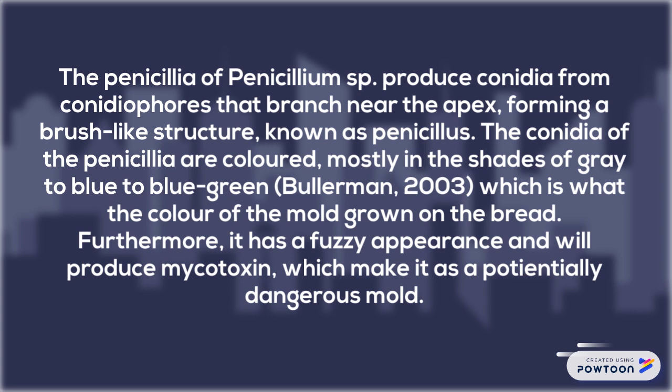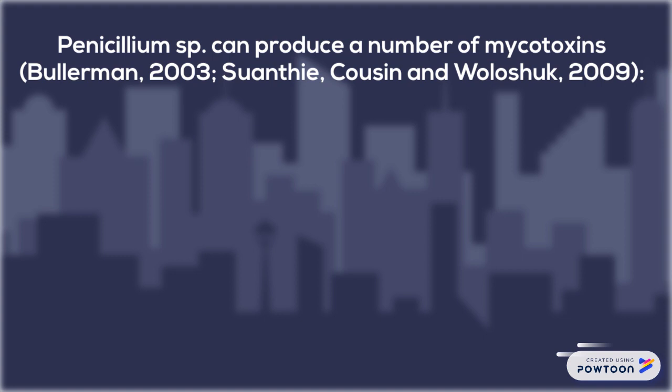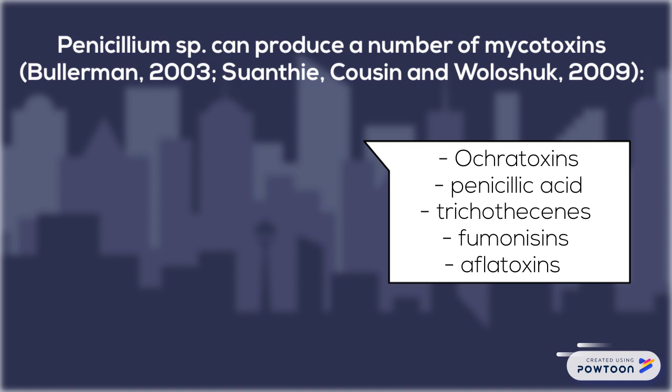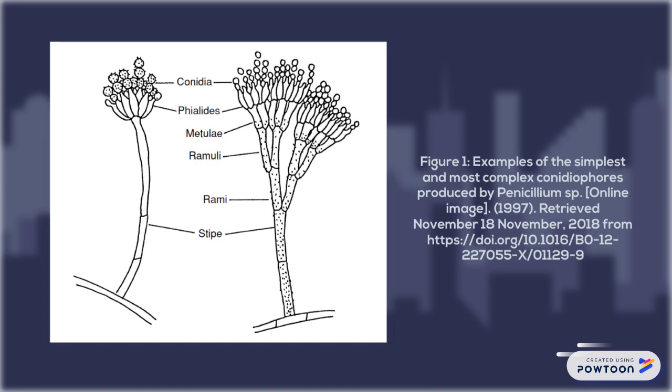Furthermore, it has a fuzzy appearance and will produce mycotoxin, which makes it a potentially dangerous mold. They can produce a number of mycotoxins, such as ochratoxins, penicillic acid, trichothecenes, fumonisins, and alpha-toxins. This image shows the simplest and most complex conidiophores produced by Penicillium species.